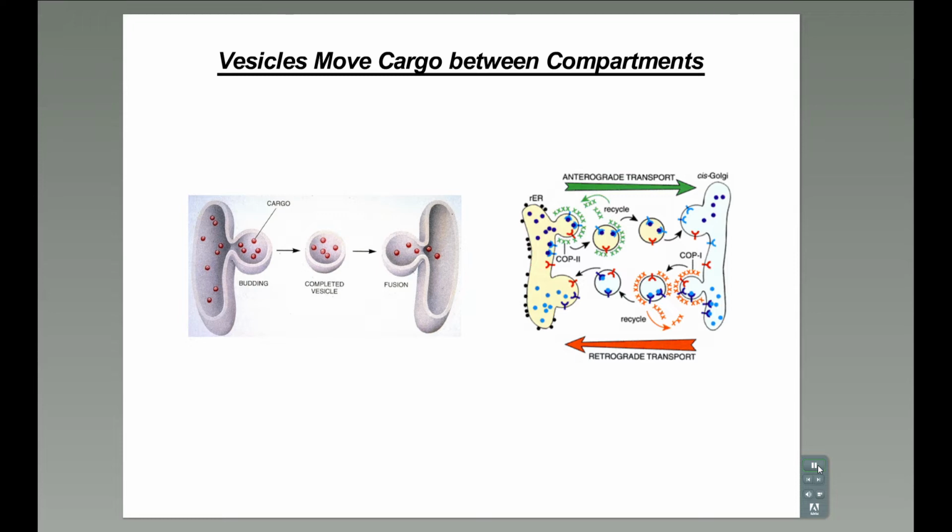For vesicle transport, typically in the biosynthetic pathway, the forward direction is called anterograde transport, shown on the right there, going from the ER to the cis-Golgi. In contrast, reverse transport, or going backwards, is called retrograde transport. The COP proteins and all the details in this cartoon are not that important, but this just shows the schematic of how things go forward as well as backwards in a cell.